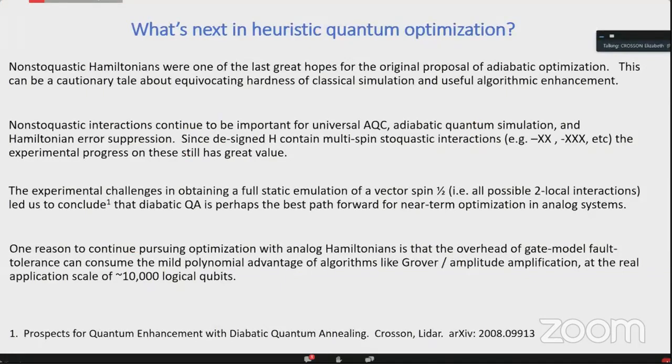But of course, non-stochastic interactions could be useful for many things. They're crucial for universal AQC. They could be used for adiabatic quantum simulation, and they can be used within Hamiltonian error suppression. And since our de-signed Hamiltonians contain multi-spin stochastic interactions, minus XX, minus XXX, etc., the experimental progress on those still has great value.